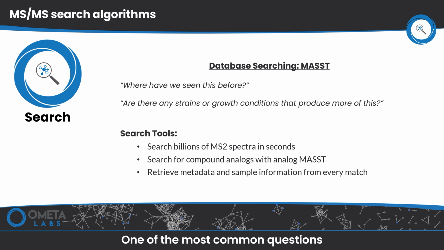Molecular networking can be incredibly powerful, but it's not going to answer every question you have about your data. One of the most common questions we run into is, have we ever seen this metabolite before? The mass spectrometry search tool, or MASST, can answer this question by searching billions of MS2 spectra in seconds. It will then return every sample where your compound has ever been detected, as well as any analogs of your compound. MASST can also retrieve metadata and sample information from every match.